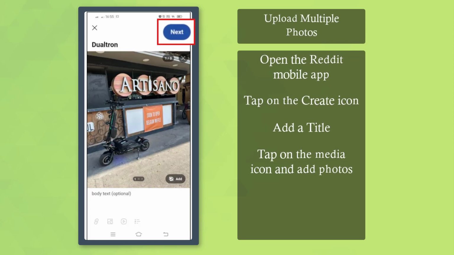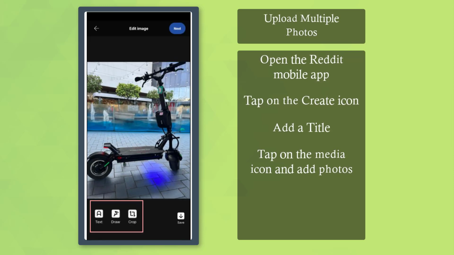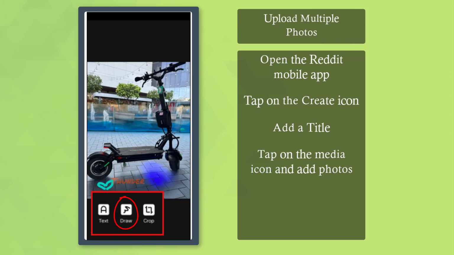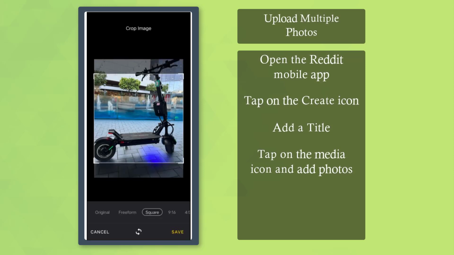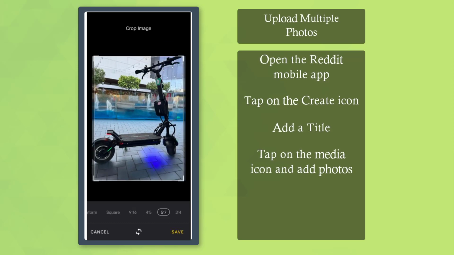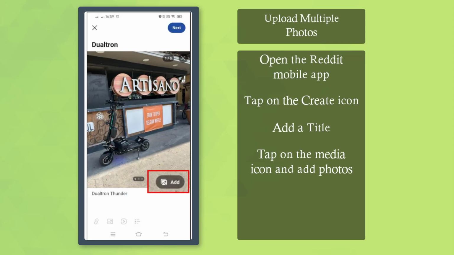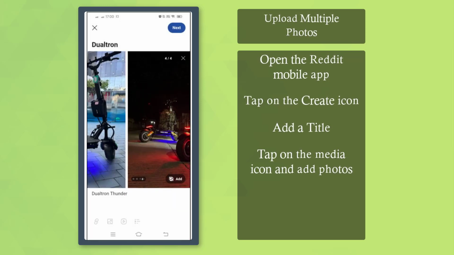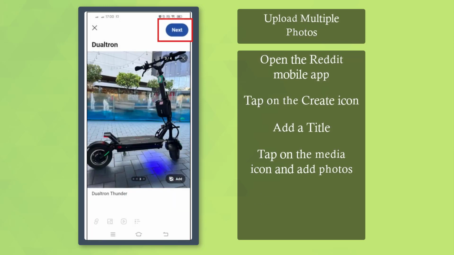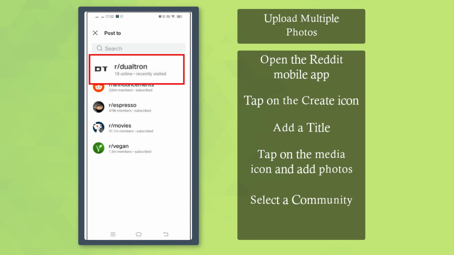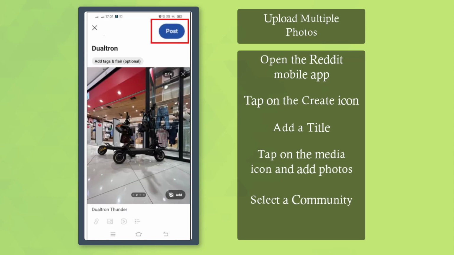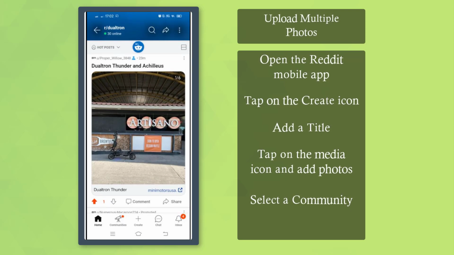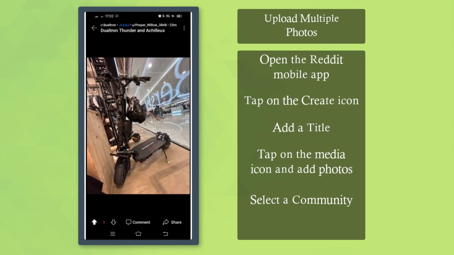On the mobile app, you can still edit the image. You can add text, create a drawing, or erase it. You can even crop the image and select an option below, then click Save. If you want to add more images, just choose more images from your gallery. Tap Next. Then choose a community to share this post. Next, click Post to share it in the selected community. And that is how you can create carousel posts on Reddit.